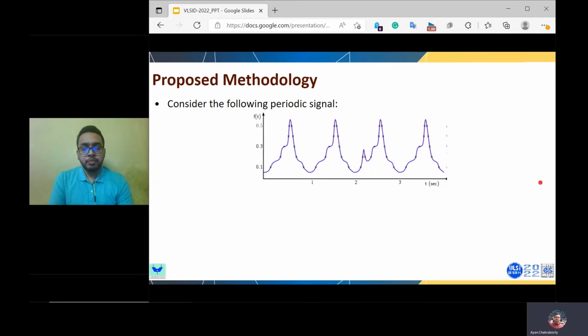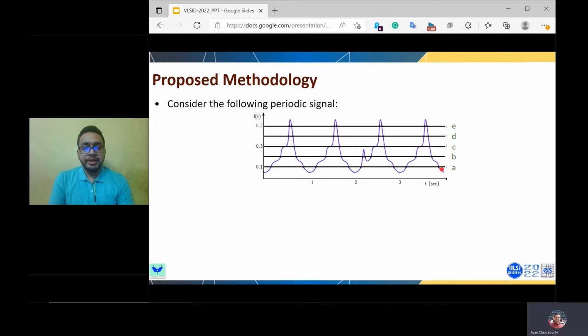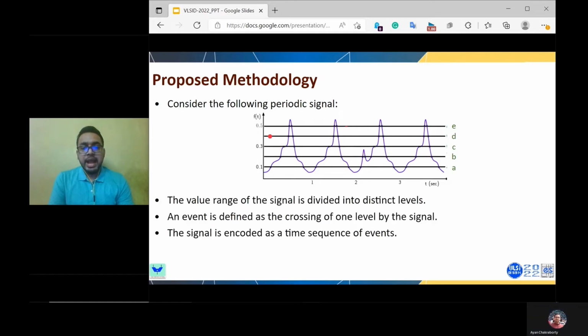Next, we move on to our proposed methodology. So consider this periodic signal. First, we divide the entire range of the signal into distinct levels. In this example, we have taken 5 different levels A, B, C, D, E, which are 5 distinct values from between point 1 to point 5. An event is defined as crossing of one of these levels by the signal. So the first event is occurring at this point, the second event is occurring here, the third event is occurring here, and so on. Now this entire signal can be encoded as a time sequence of these events.